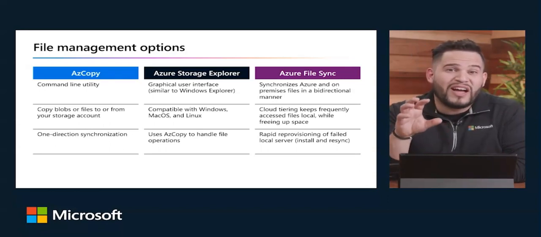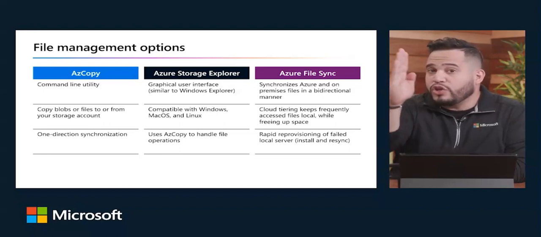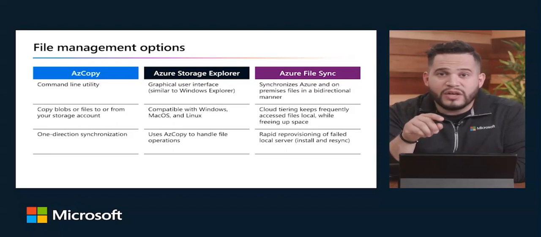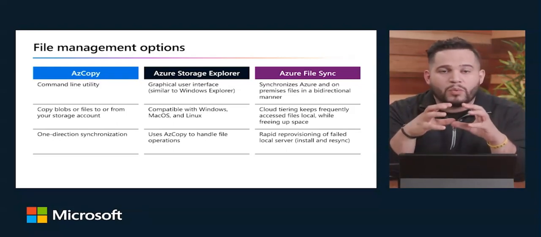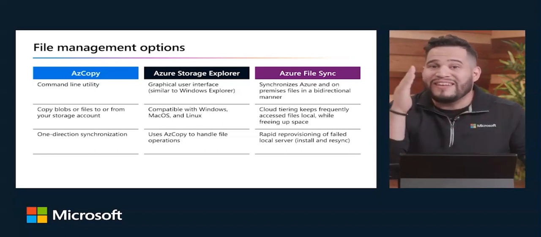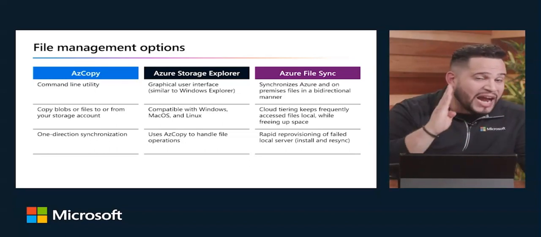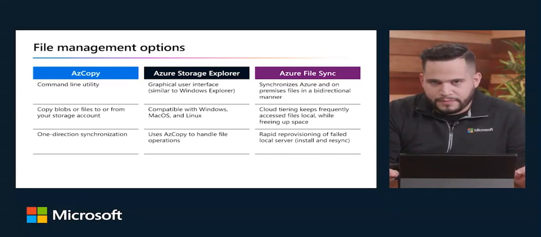Synchronizing blobs or files with AzCopy is unidirectional. So it's a one-direction synchronization. When you synchronize, you designate the source and destination, and AzCopy will copy files or blobs in that direction. It doesn't synchronize bidirectionally based on timestamps or any other metadata.